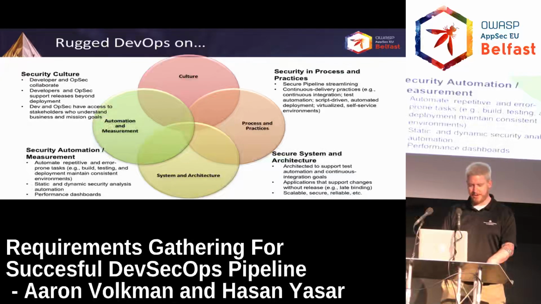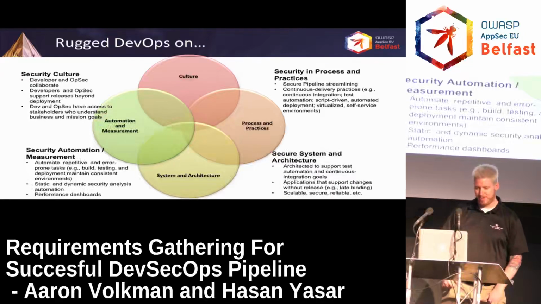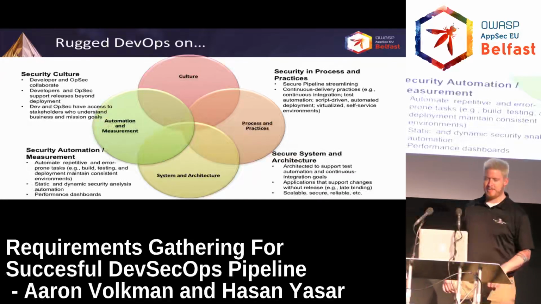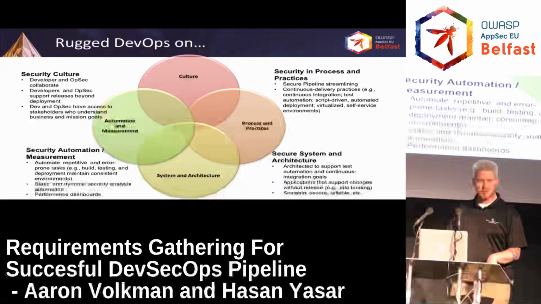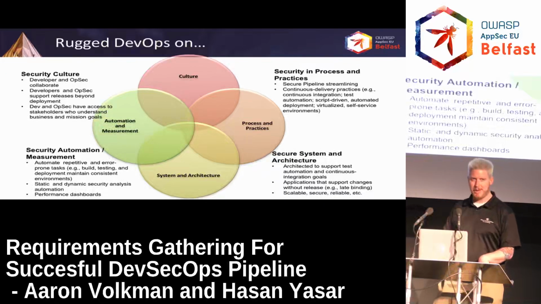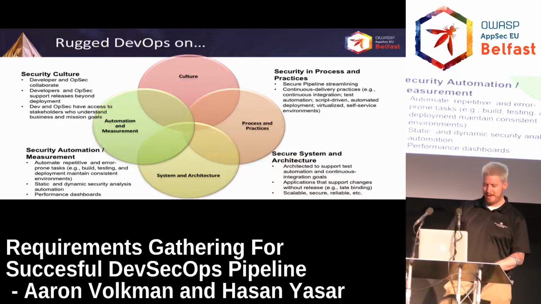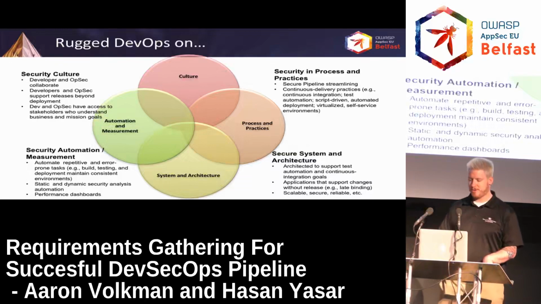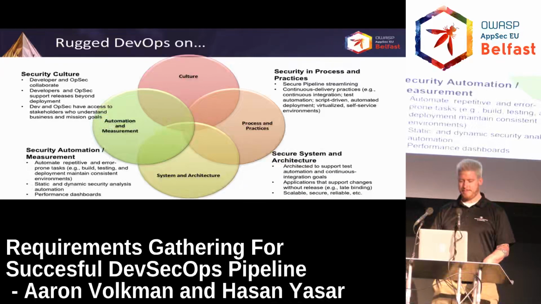We want to automate security repetitive processes and error-prone tasks, build, testing, deployment, and maintain consistent environments. We want static and dynamic security analysis automation, which is, I think, especially the dynamic. In order to do that without buying a very fancy tool, a huge amount of effort goes into that. We want to be able to provide performance dashboards for visibility of that information. We want to be able to streamline our secure pipeline and have continuous delivery practices.